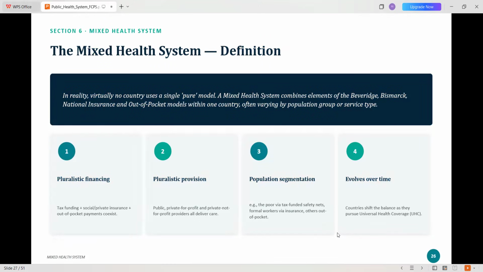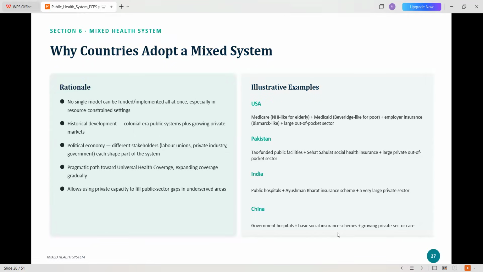The mixed health system. In reality, virtually no country uses a single pure model. A mixed health system combines elements of Beveridge, Bismarck, national health insurance, and out-of-pocket models within one country, often varying by population group or service type. So it is pluralistic financing and pluralistic provision for population segmentation, and it evolves over time.